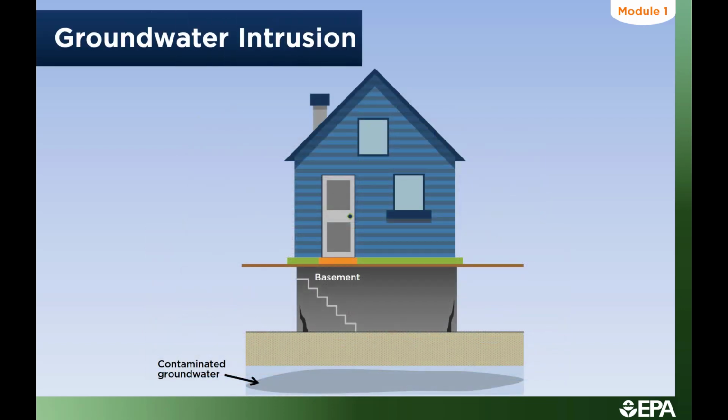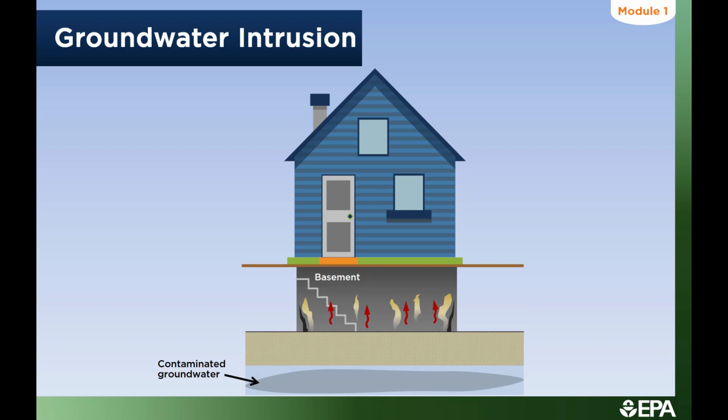The second form of subsurface intrusion is groundwater intrusion, which involves contaminated groundwater intruding into a regularly occupied structure due to a rising water table. Depending on the hazardous substance and its chemical properties, the intruded contaminated groundwater can either release toxic vapors into the structure or deposit particulates that remain behind once the groundwater has receded.